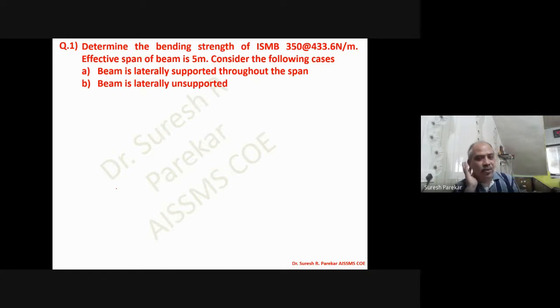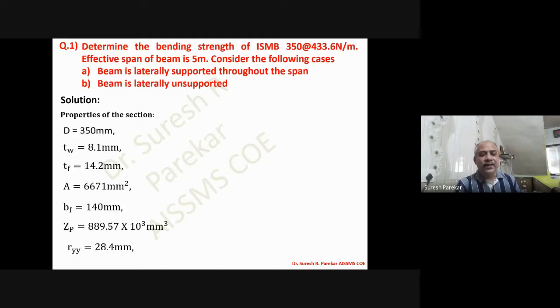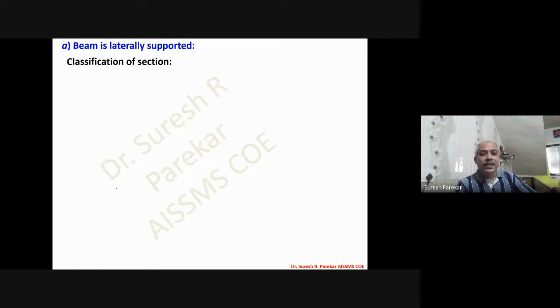First case, that is laterally supported throughout this span. Laterally supported means the compression flange is restrained against buckling, against lateral buckling I can say. So now here we can have properties of this section of ISMB 350. We have D 350, TW 8.1, TF 14.2, A 6671, BF 140, ZP 889.5 into 10 raised to 3, RYY 28.4, and all are in millimeter dimensions. Now the beam is laterally supported.